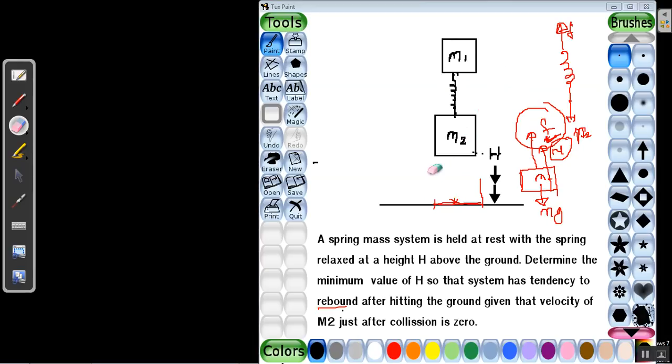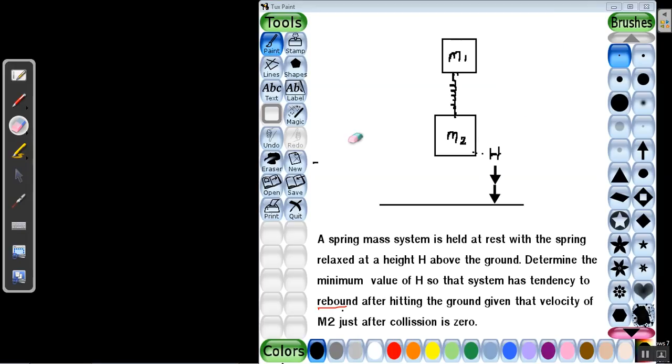I'm just erasing it. The question asks: what is the minimum value of h so that this m2 rebounds? I am going to draw the free body diagram of this m2. I will not explain a lot of things here, because a lot of explanation is not good for study. Try to resolve your problem by yourself.